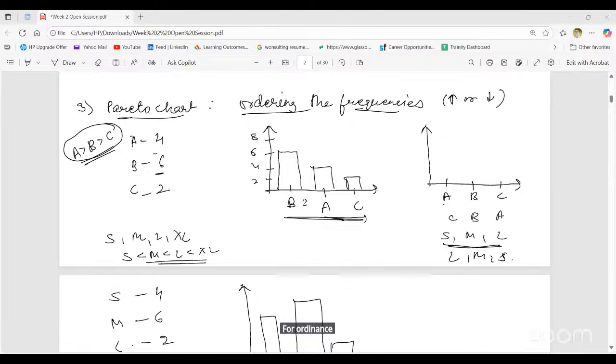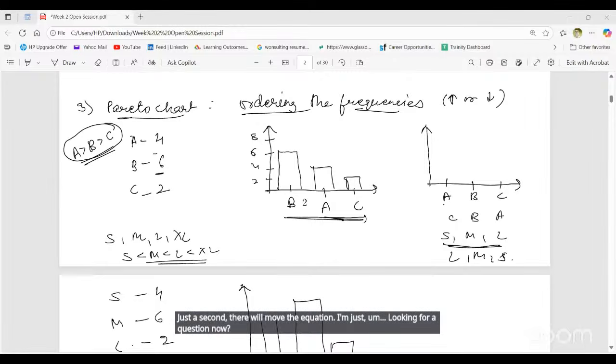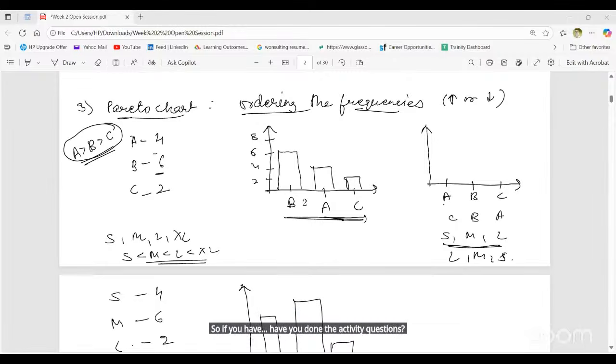Just a second, there may be a question. I'm just looking for a question now. So if you have you done the activity questions? Yes, ma'am. And I have the doubt in this chart. Okay. So if you remember question 6, right? So there they are. What is that? There should be a page of this. I don't remember the question. Okay, I have to see just a second.